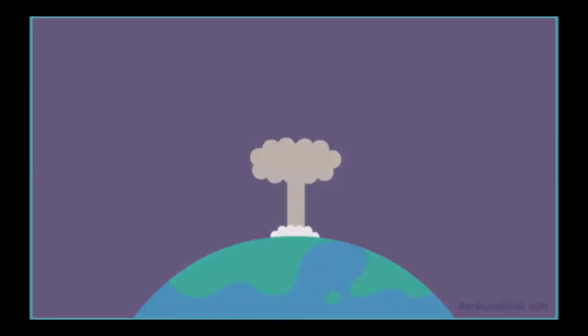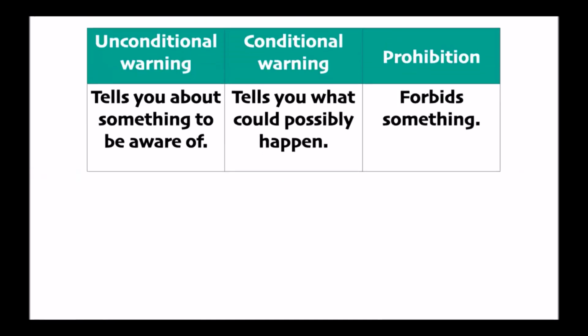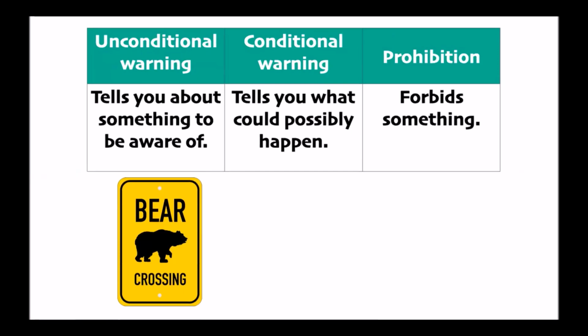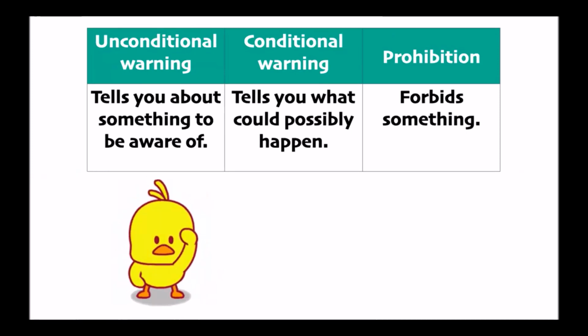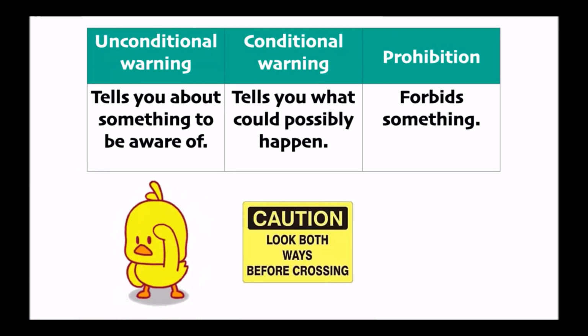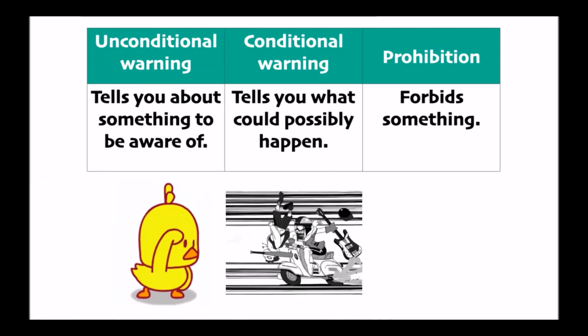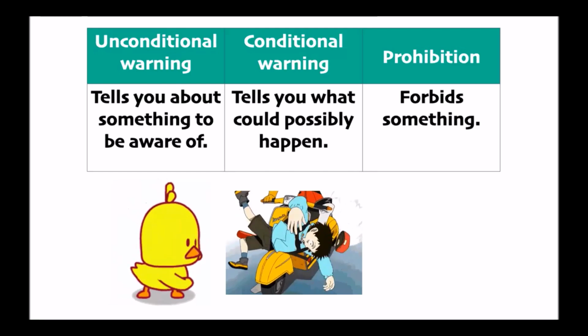Let's see the different types of conditional warnings. We have unconditional warning, tells you about something to be aware of, like bear crossing. Conditional warning. Tells you what could possibly happen. Caution. Look both ways before crossing. And we have prohibition. Forbids something. Warning. Do not touch high voltage. Don't do it.